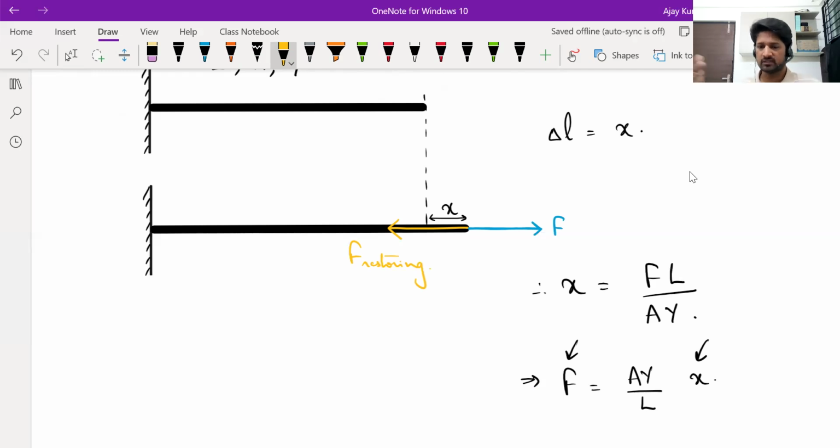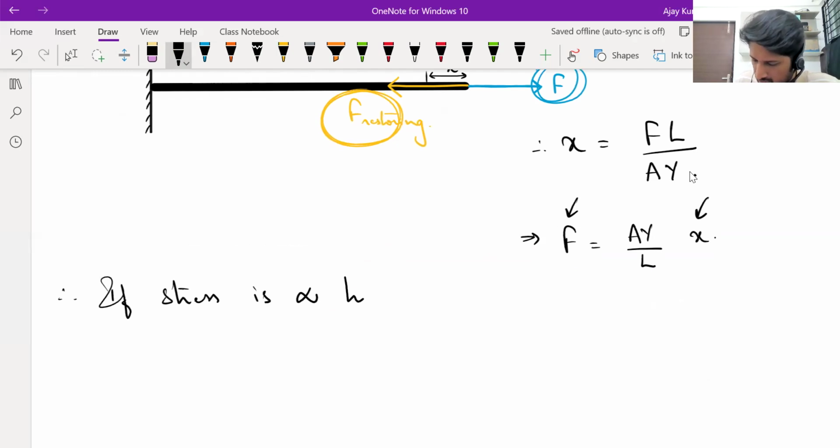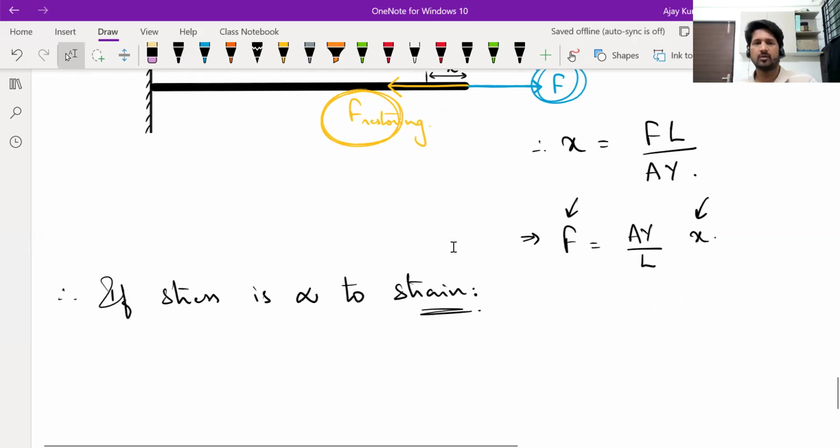What force are we talking about? External force. And external force will be balanced by internal force. That is when it stops elongating. Okay. Therefore, you can say that if stress is proportional to strain, see, I told you yesterday, it's not necessary that strain is always proportional to stress. Okay. But up to a certain extent, it will be. And under that assumption only, we are deriving everything. We are solving problems also.